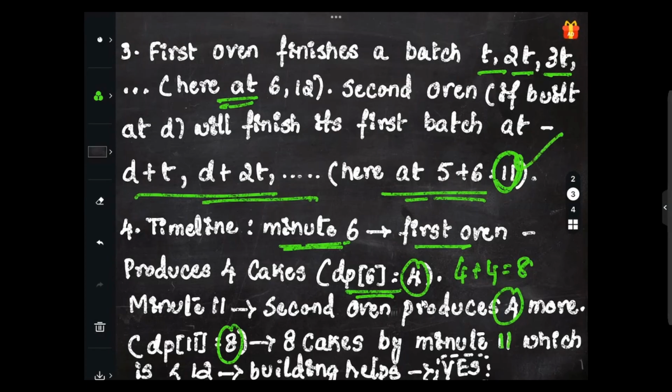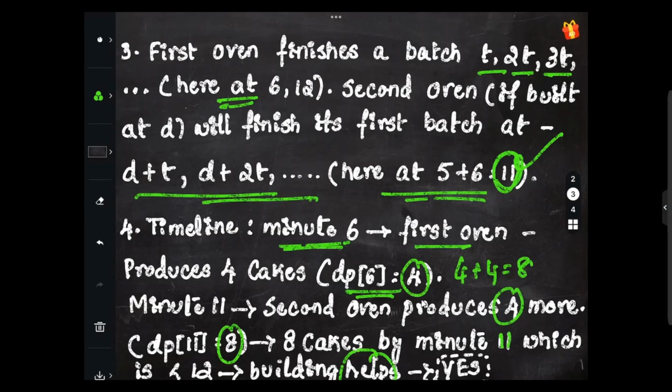11 we have got from here, right? So 8 cakes by minute 11, which is basically less than 12. So building helps here. Building helps here means building the second oven helps here basically, right? It decreases the minimum time to reach the n cakes, so it helps here.